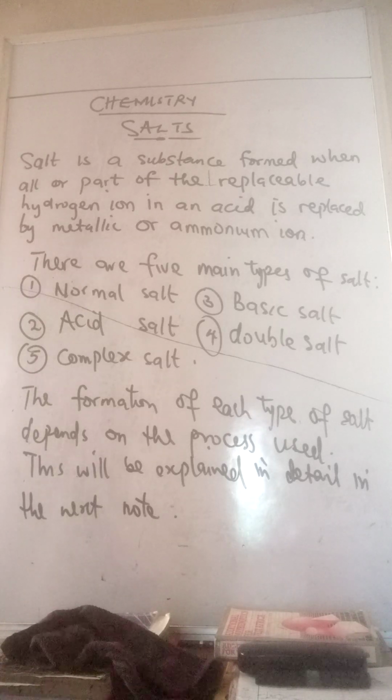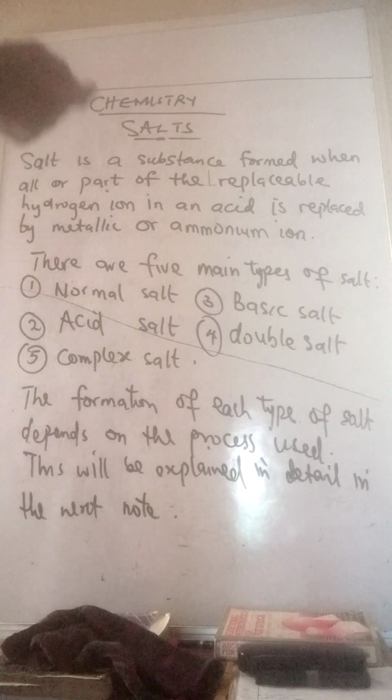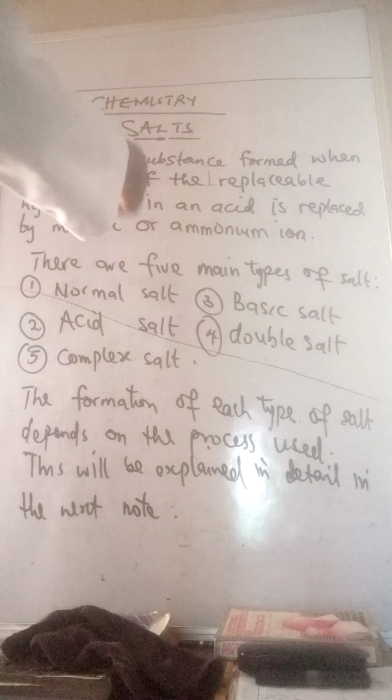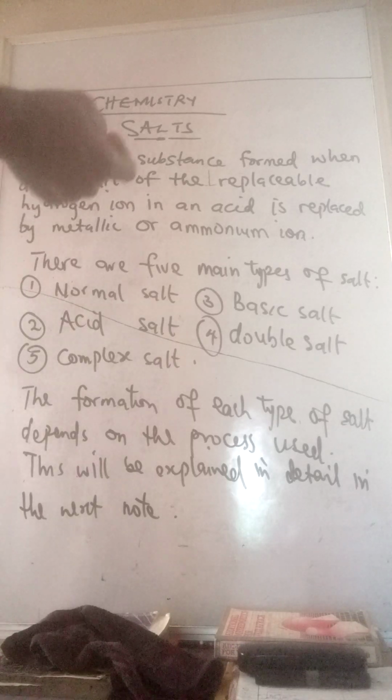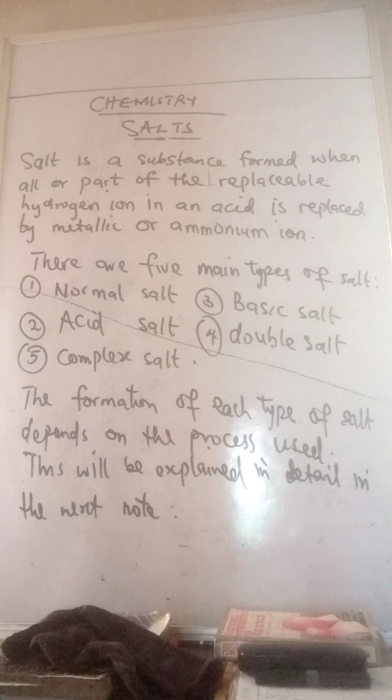In layman's language, it means that any number of hydrogen that we can remove from a molecule of an acid can be replaced by either a metal or ammonium ion. When the hydrogen that is removed is replaced by either a metallic ion or an ammonium ion, then we say a salt is formed.